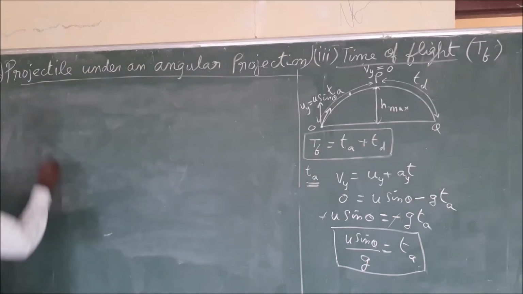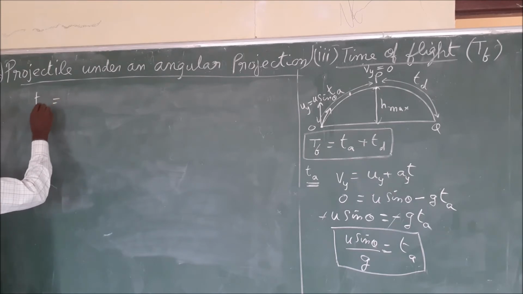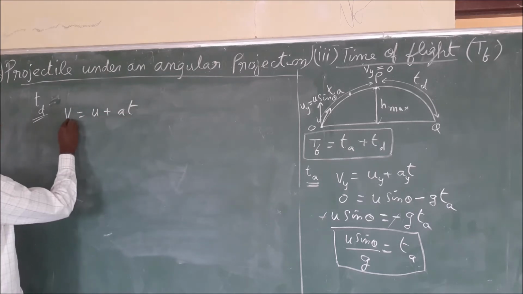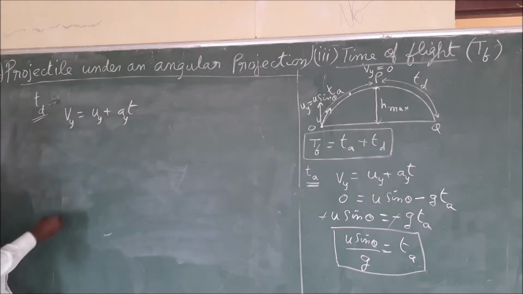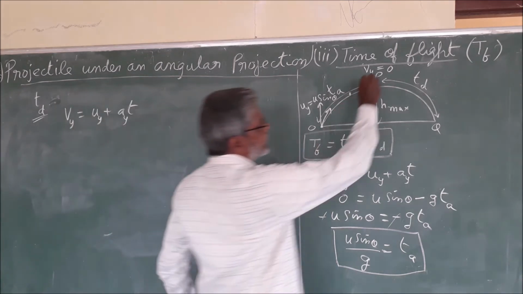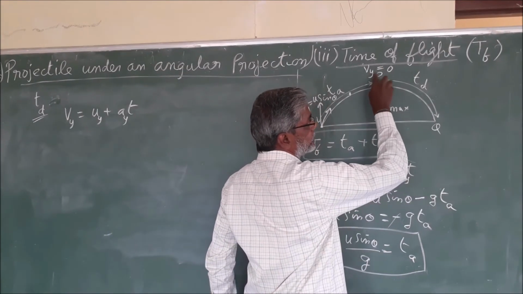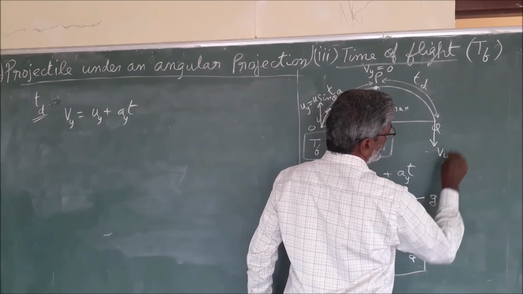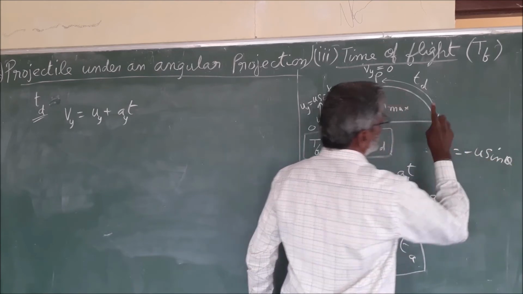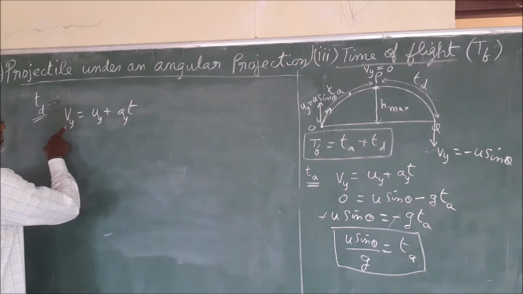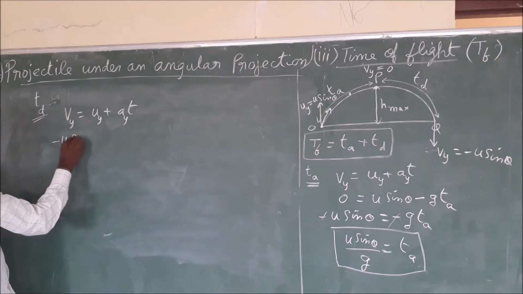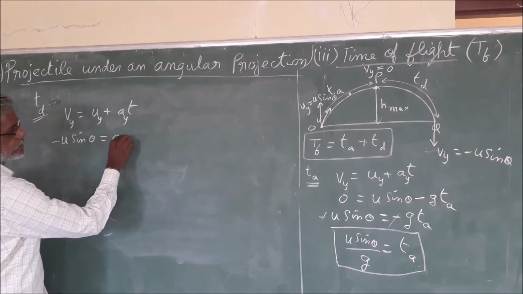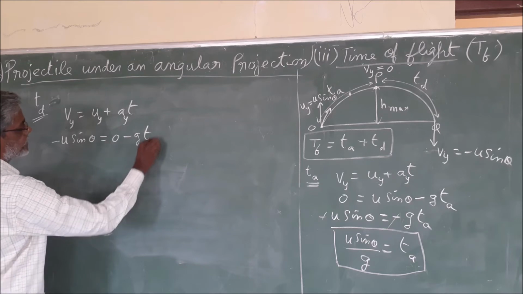Now we will calculate the time of descent. So time of descent is equal to, we know that v is equal to u plus at, with ay. So from P to Q, this will be the initial velocity, and this Q will be the final velocity. So Vy, it is minus u sin theta, is equal to, and the initial velocity is 0, and the acceleration is minus g into time of descent.